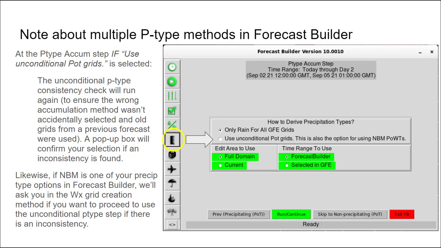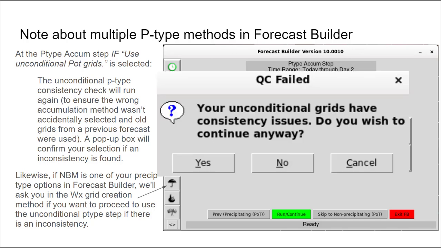This is so that you don't do top-down p-type method and end up using old unconditional grids to create the accumulation grids. The same check will occur at the weather grid creation step, and if you have an error, you'll see a pop-up box like this. Getting a pop-up box doesn't necessarily mean you have to fix the error, but it's a signal that you may be using the wrong method in your weather grid creation.